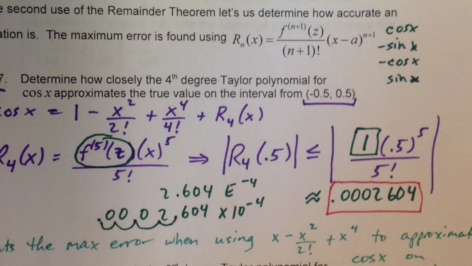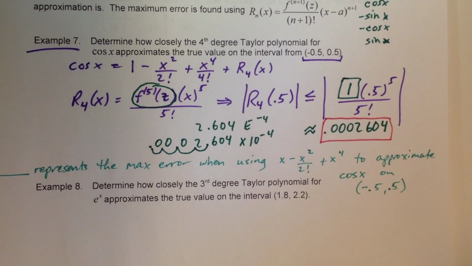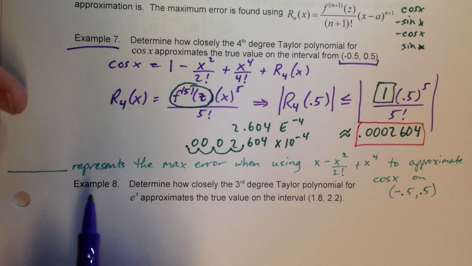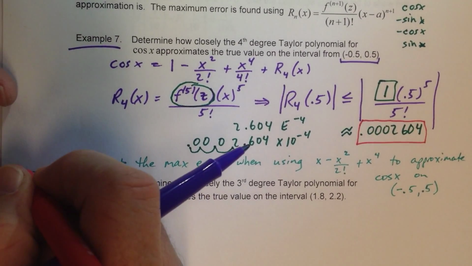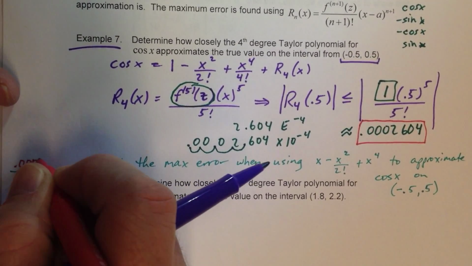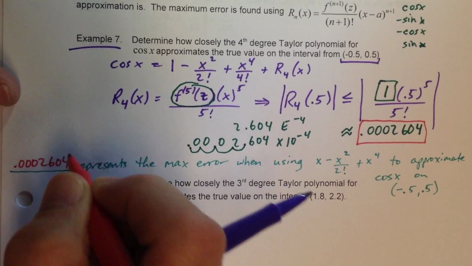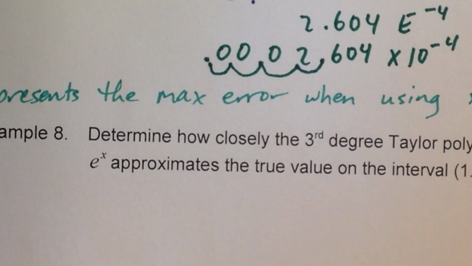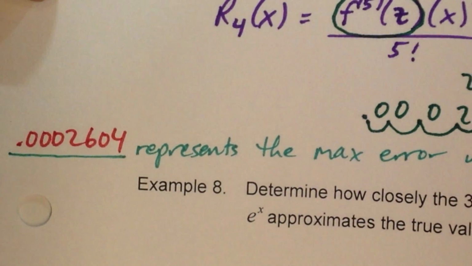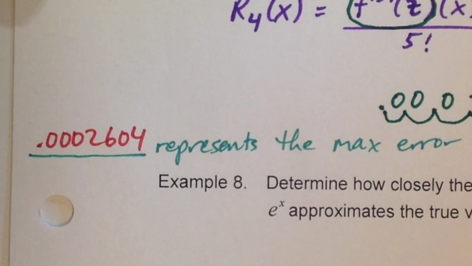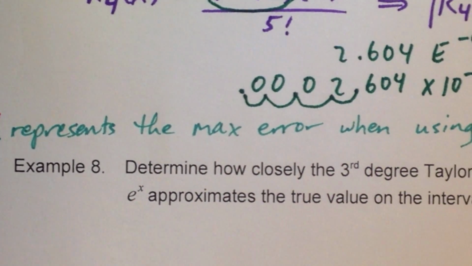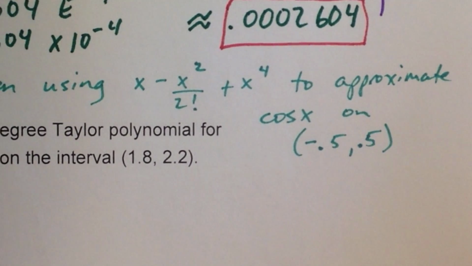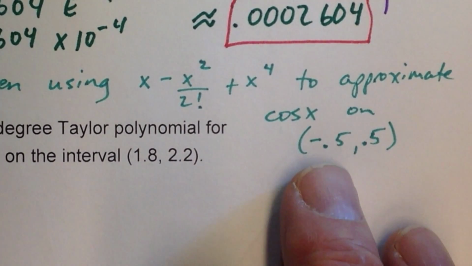And let's go ahead and complete this sentence, though. This is important that you're able to articulate what this means. We're going to put right here 0.0002604. Okay, let me zoom in a little bit here. So we have 0.0002604 represents the maximum error when using that polynomial to approximate the cosine of x on the interval from negative 0.5 to 0.5.